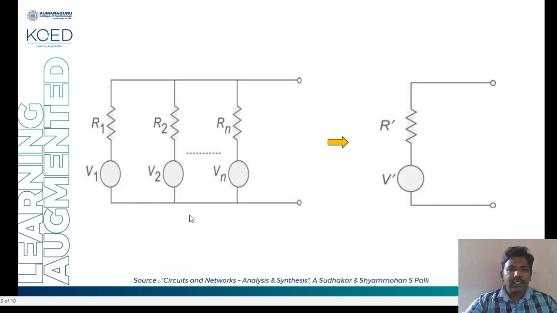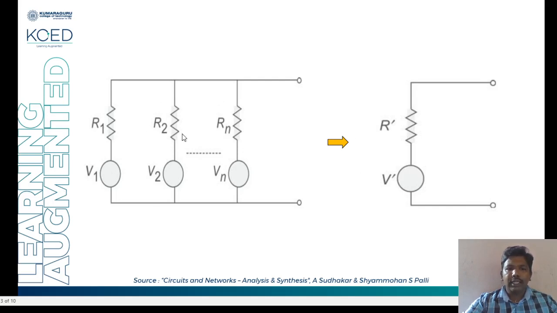Look at this left-hand side circuit. You can see there are more than one voltage sources along with their resistance connected in parallel. This voltage V1 and R1 is a combo; this and this are in series. Similarly, each voltage source and its internal resistance are in series, and these combos are in parallel. So if you have a circuit with these voltage and resistance combos connected in parallel, Millman gives the way to combine all these voltage sources into a single voltage source, and to combine all the internal resistances into a single resistance called R dash.